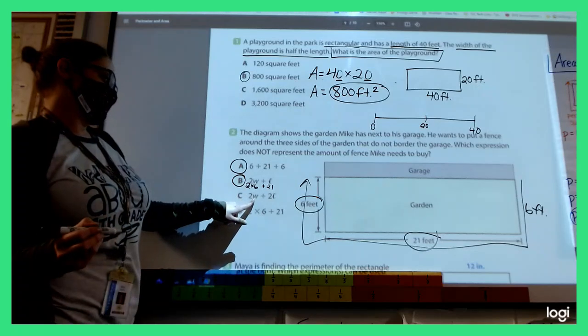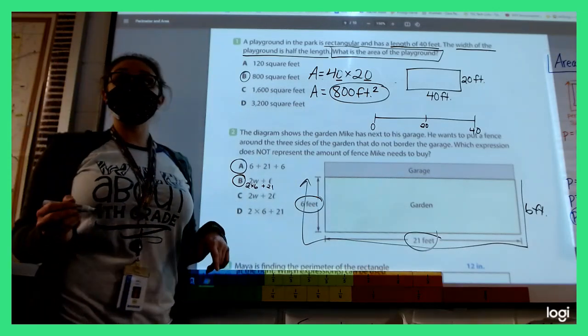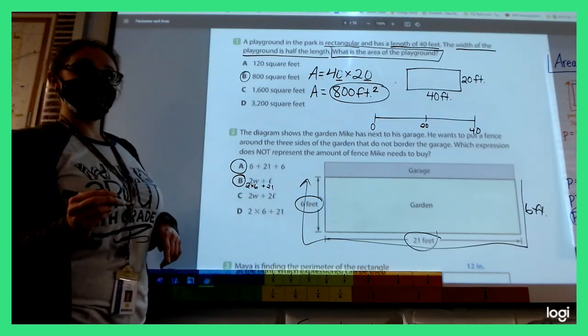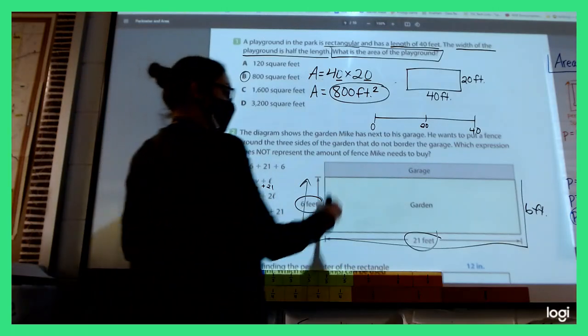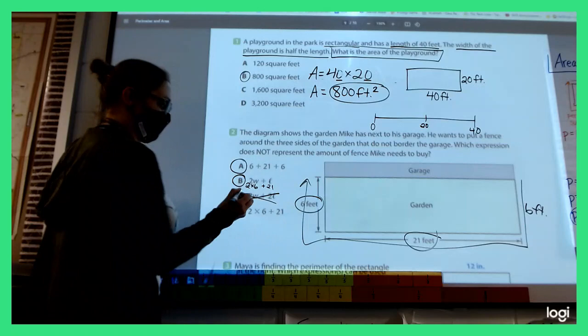All right, let's look at this one. This one says I need 2 widths plus 2 lengths. Will that one work to show my fencing amount? Noah? No, because that's just fencing the garage, which we said we don't need. Right, that's doing all the way around perimeter, and we don't need a fence there because that would be a waste. So, sorry, C, you won't work.